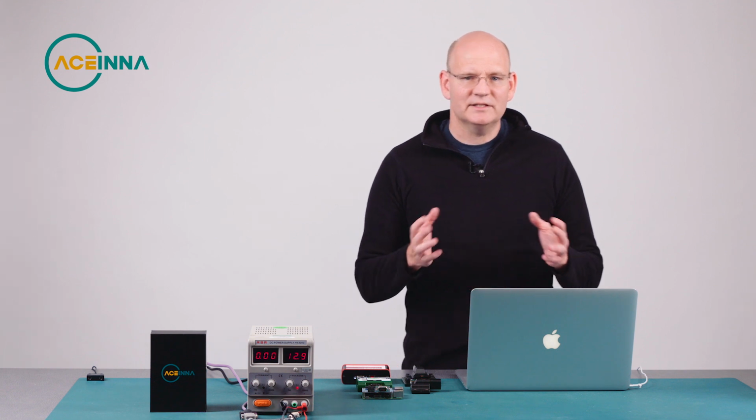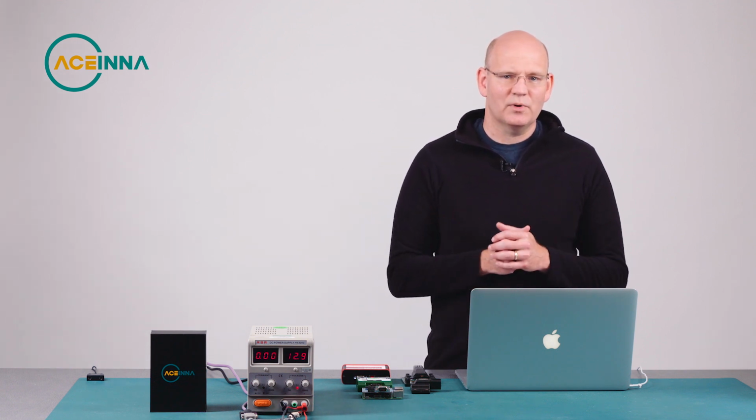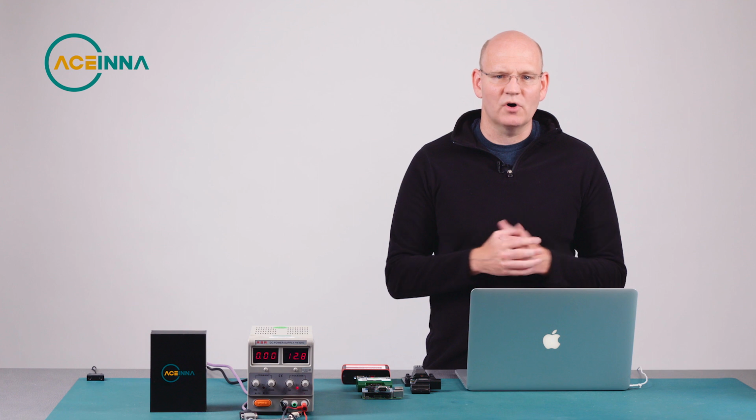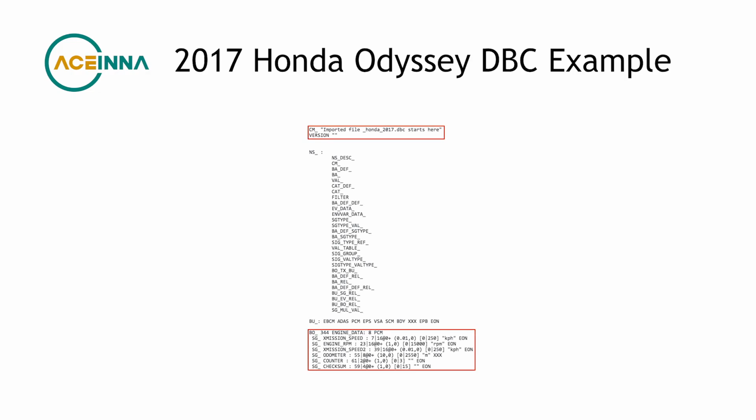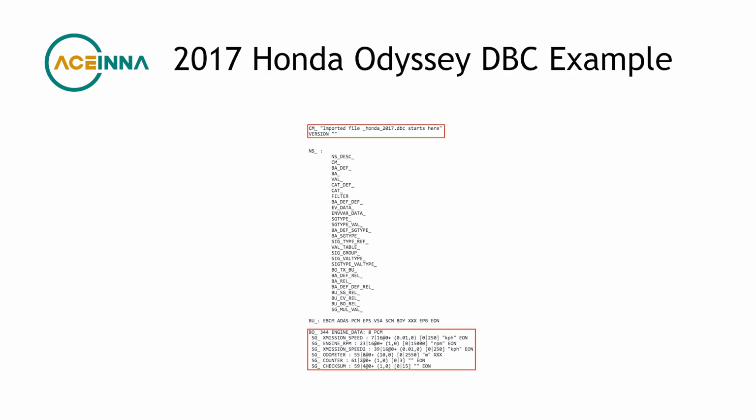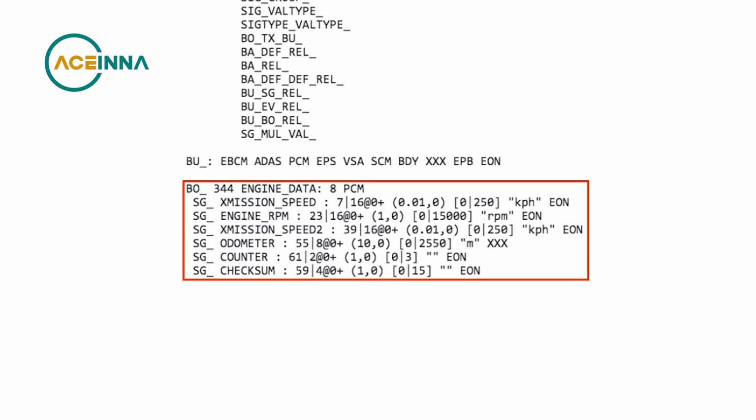Now, a DBC file, and there are a bunch of them listed in this project, is just a file that describes all the messages from a device on the CAN bus. Here's an example message found on a 2017 Honda Odyssey taken from the OpenDBC project. A few things to note: 344 is the message ID.